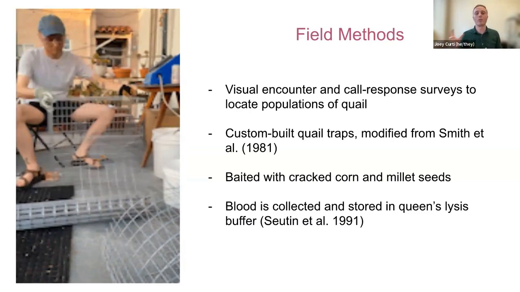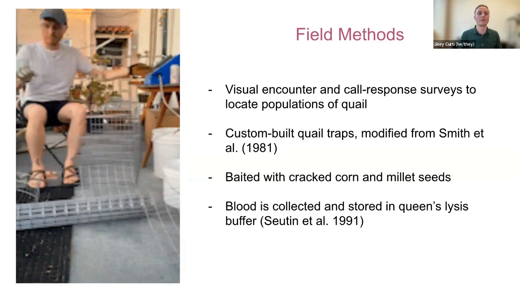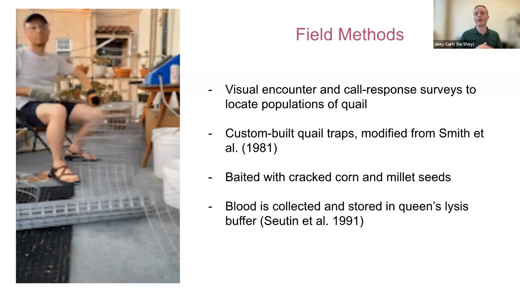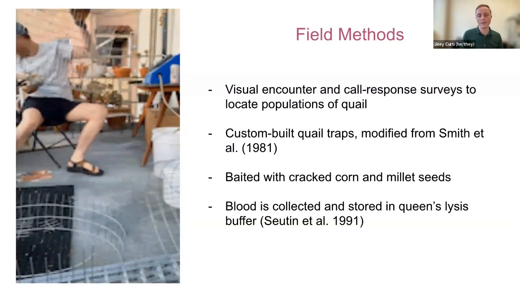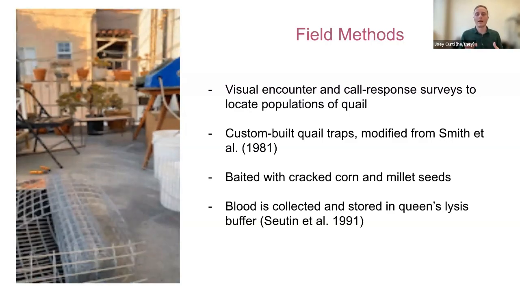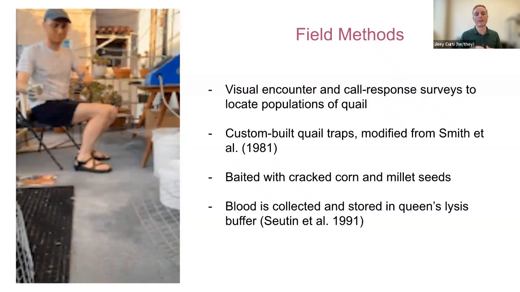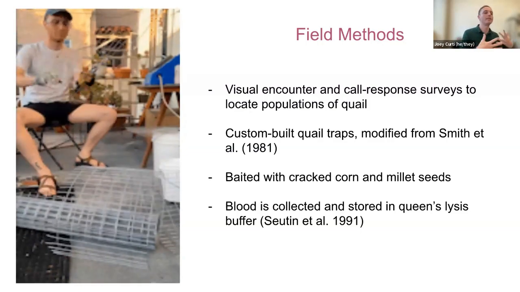We took some morphometric measurements, so different lengths, and we assessed them generally for health. And then we took a small sample of blood. And then we fixed a band to their legs so that we didn't sample individuals more than once. And then we sent them back on their way.